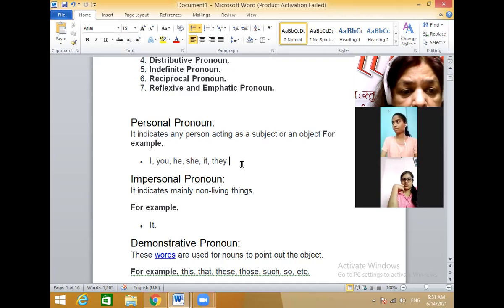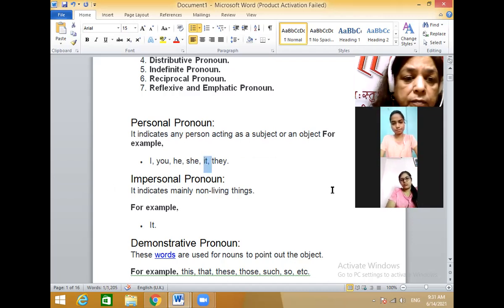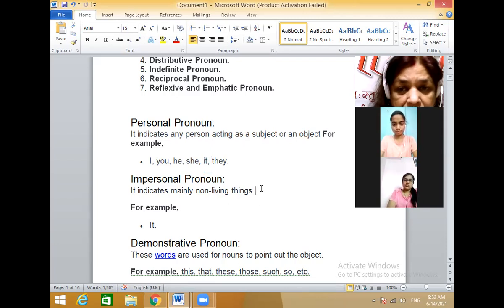So let us talk about now it. It can be defined as impersonal pronoun. It indicates mainly non-living things, mainly, but an infant, a small child, can also be referred to as it, not toddlers, infants. It's a boy, it's a girl, right? When they are newborn babies.